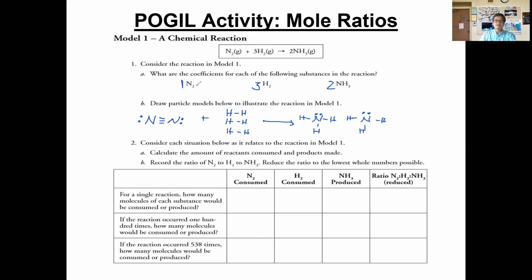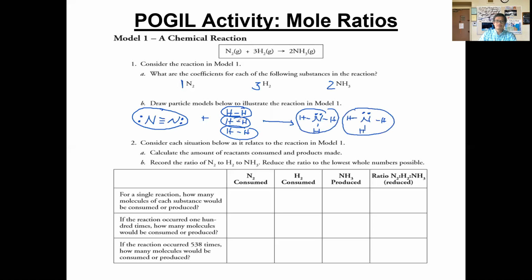We have 1 nitrogen molecule and 3 hydrogen molecules on the left-hand side, and we have 2 molecules of ammonia on the right-hand side. Okay, all right. So that's how we can imagine this. And again, if you want to draw the particle model, you can imagine one of these particles breaking up and combining together with 3 of these here, to give you 2 of these particles.